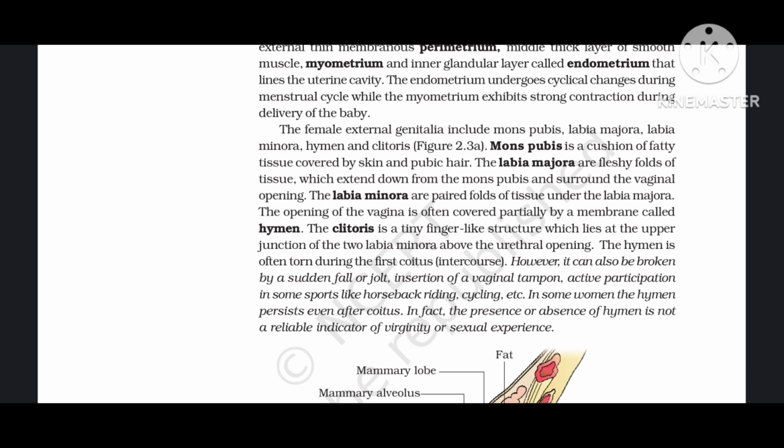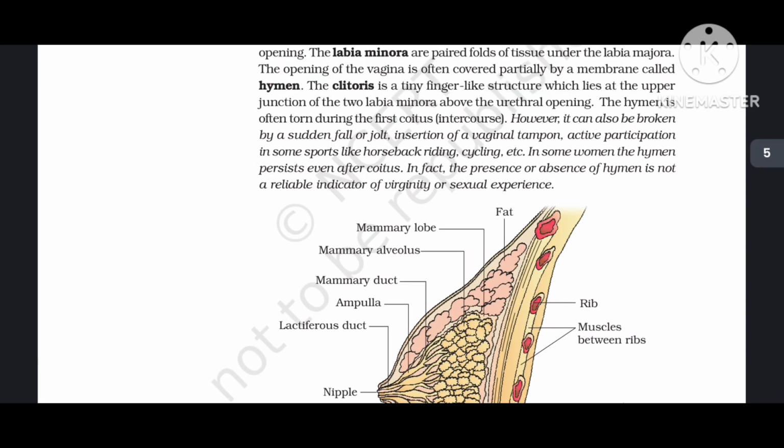The wall of the uterus has 3 layers of tissue: the external thin membranous perimetrium, middle thick layer of smooth muscle, myometrium, and inner glandular layer called endometrium that lines the uterine cavity. The endometrium undergoes cyclic changes during the menstrual cycle, while the myometrium exhibits strong contraction during delivery of the baby.